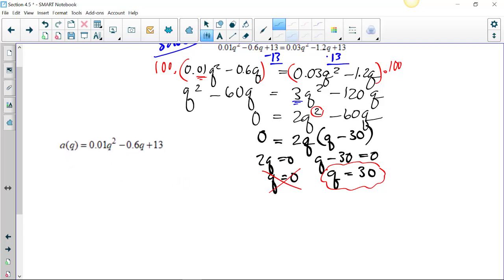So if 30 is my optimum level, let's check below and above just to see that 30 would be the lowest. What's my average cost at 29? What's my average cost at 30 items? And my average cost at 31? If you want, you can pause the video, substitute those values into our average cost function, and see what you get.